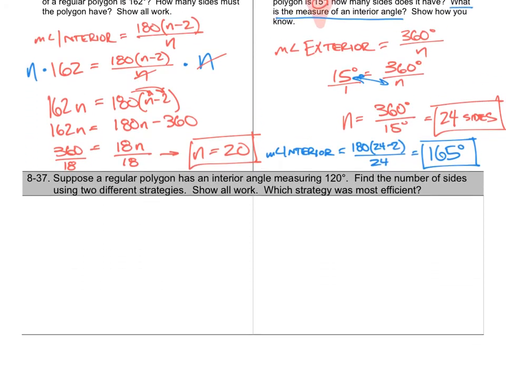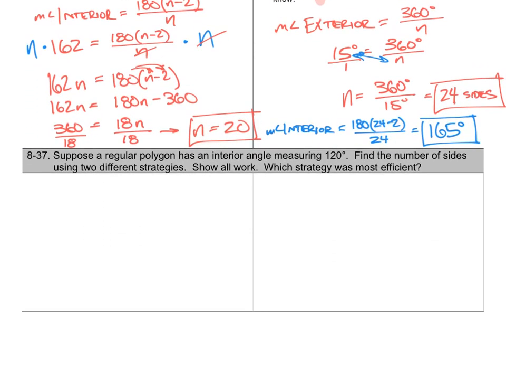Next question, 8-37. Suppose a regular polygon has an interior angle measuring 120 degrees. So we've got a regular polygon, interior angle is 120 degrees. Find the number of sides using two different strategies. Show all your work. Which strategy was the most efficient?